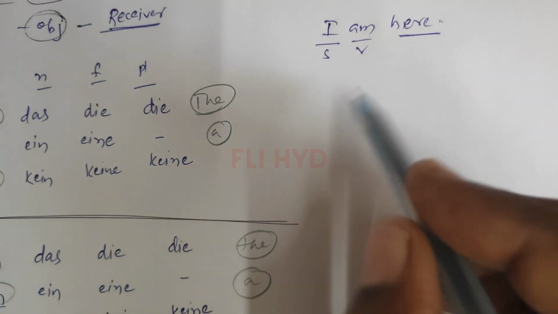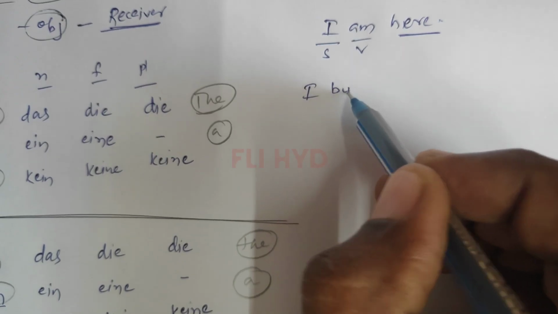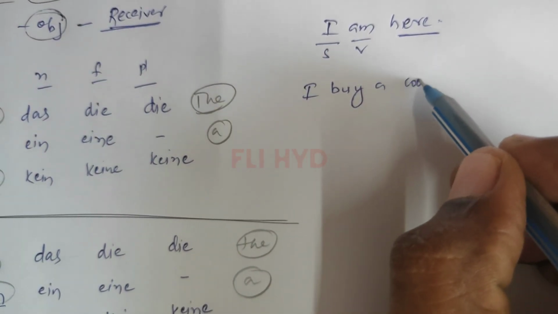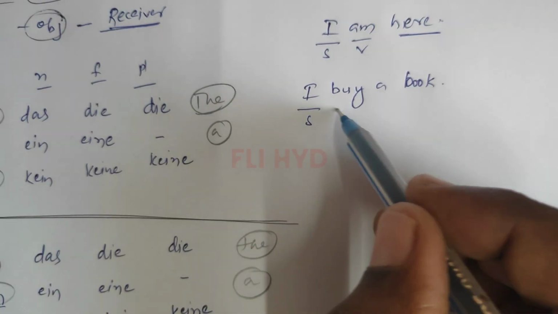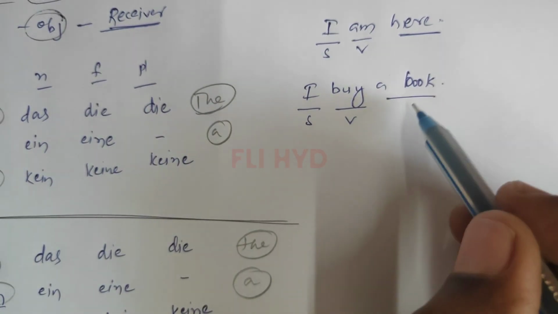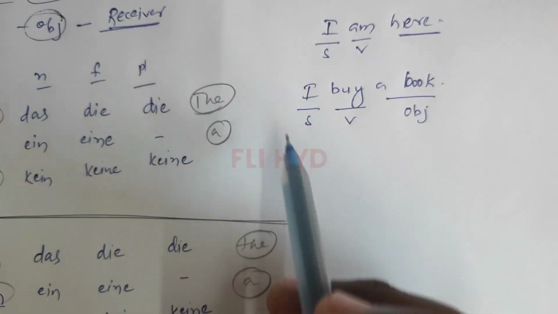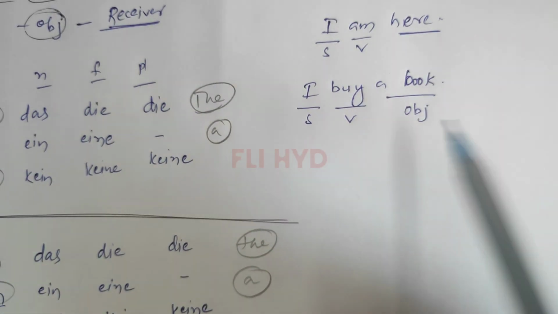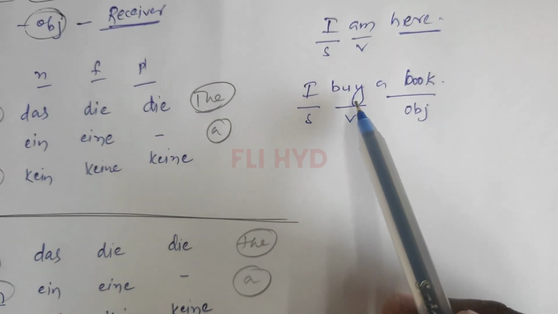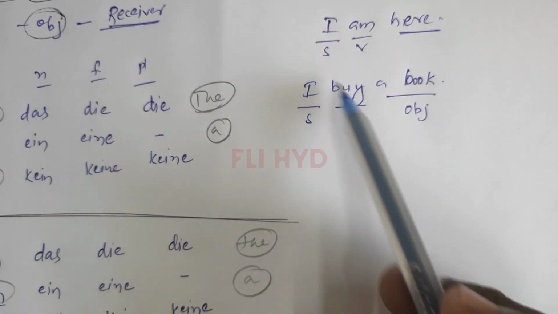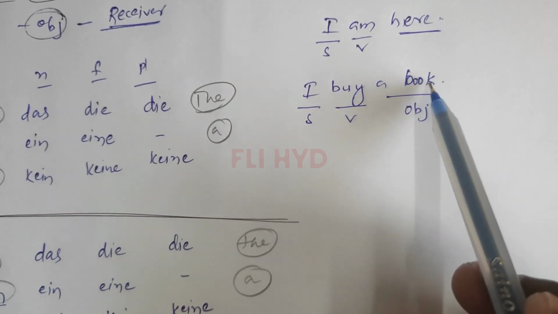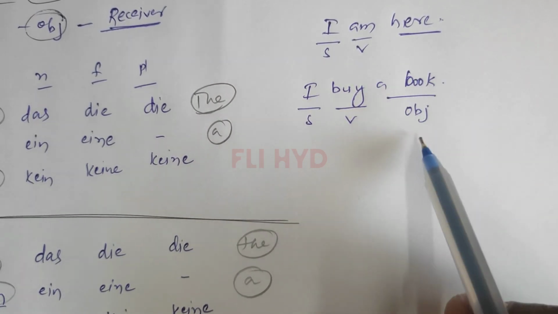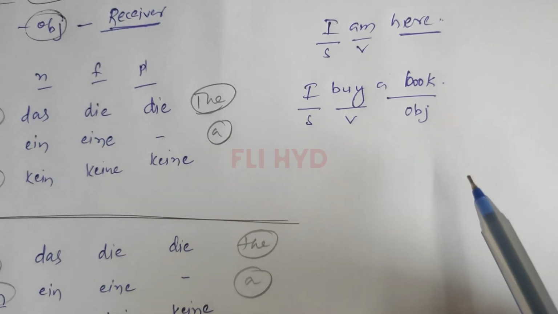Clear? For example, I buy a book. So "I" is the subject, "buy" is the verb, and "book" is the object. Who is doing the action? I am doing the action. What action am I doing? Buying. So that's a verb, it's an action. What am I purchasing? A book. So the book is receiving that action. So the book is the object. Clear?